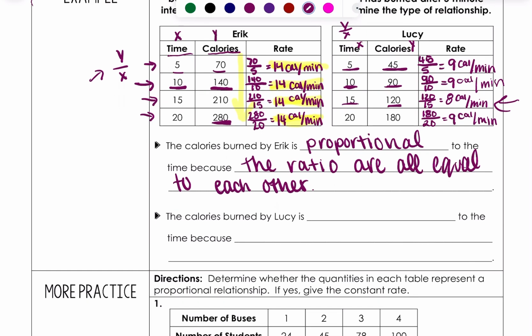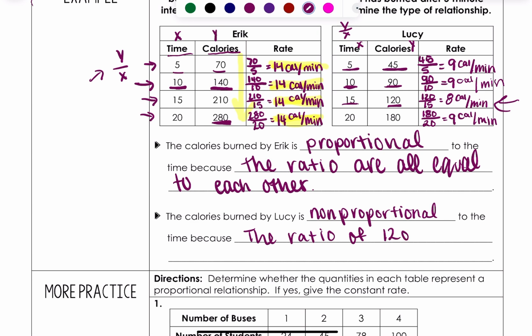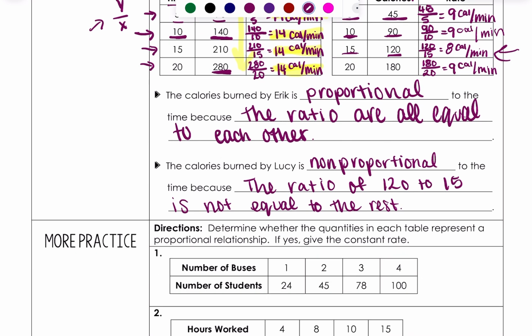So I'm going to go to the bottom, and for Lucy's, I'm going to say the calories burned by Lucy is non-proportional to the time because the ratio of, and remember we go y to x, so I have 120 to 15, is not equal to the rest. All right, so that is how we find proportionality or non-proportionality.